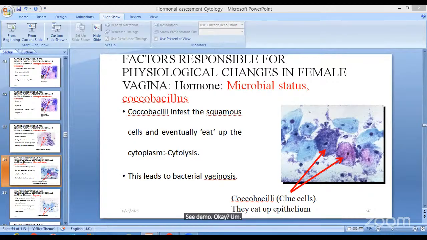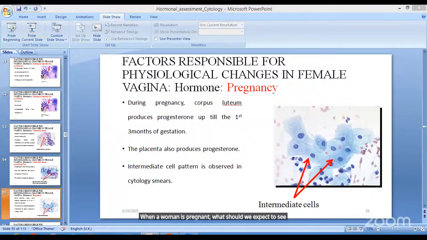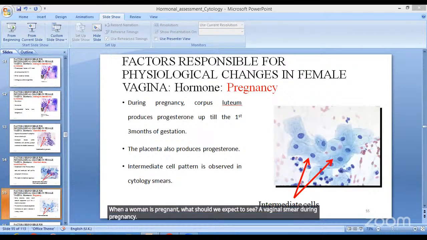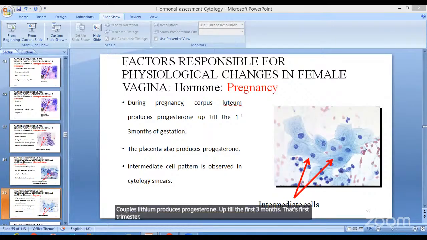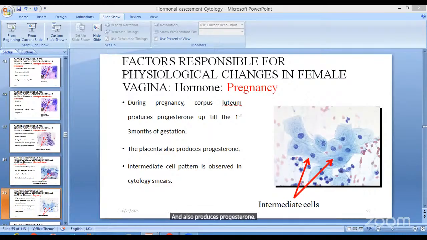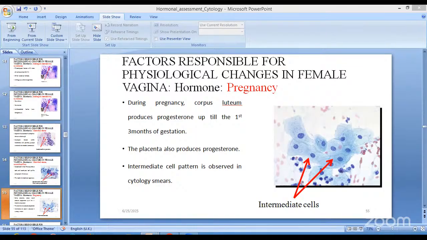We'll talk about pregnancy now. When a woman is pregnant, what should we expect to see in a vaginal smear? During pregnancy, the corpus luteum produces progesterone up till the first three months, that's the first trimester. So you have an intermediate cell pattern in cytology smears.